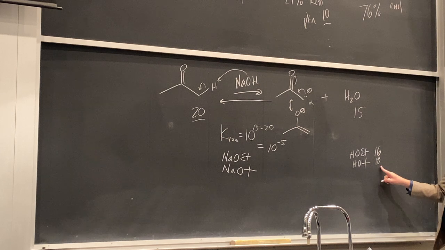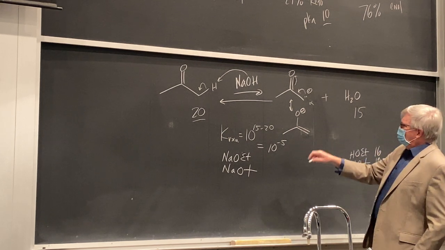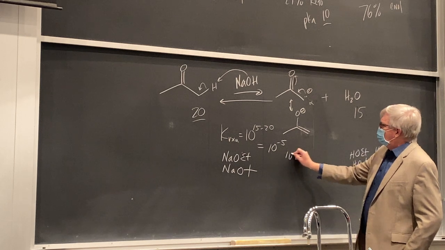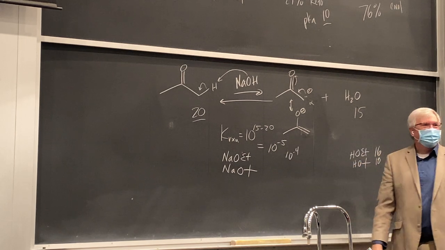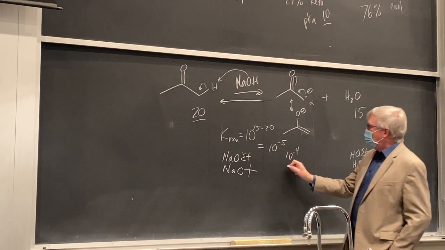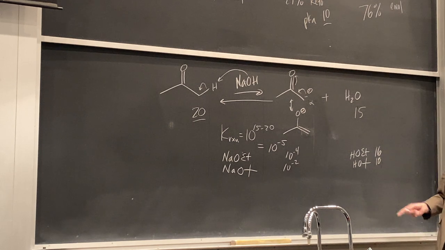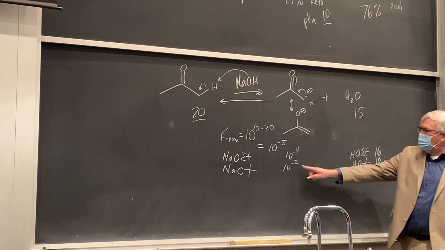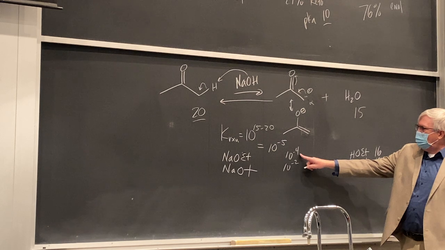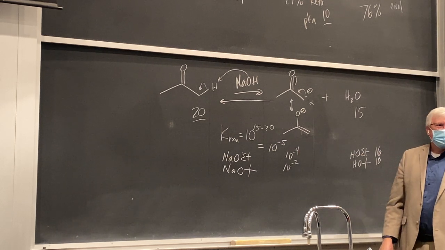Oh, we might be getting better there, right? So what would be our K for these reactions? 16 minus 20, 10 to the minus 4. Getting a little better. 18 minus 20, 10 to the minus 2. So these are still not favored, right? This is a part per 100, part per 1,000, part per 10,000 maybe.